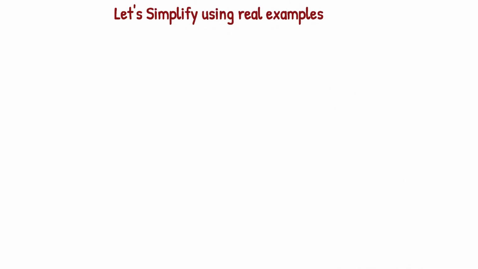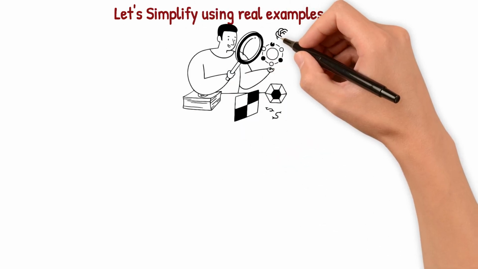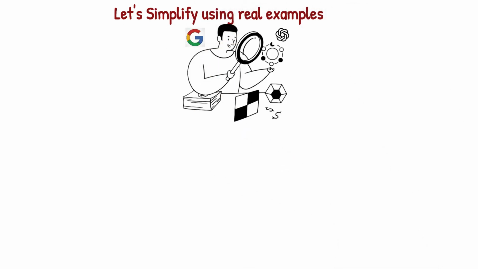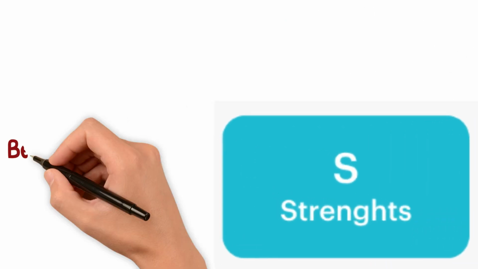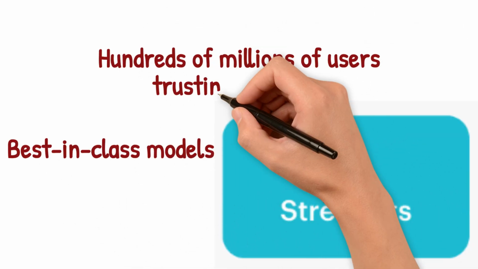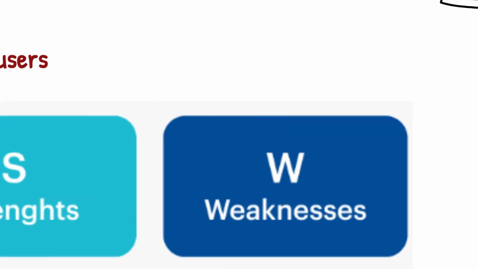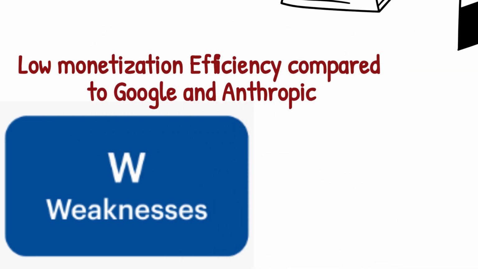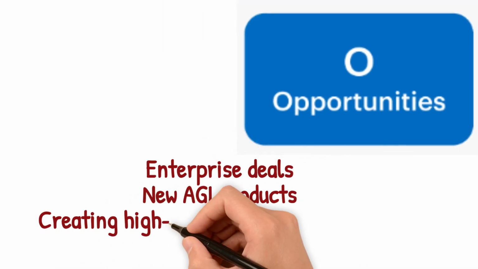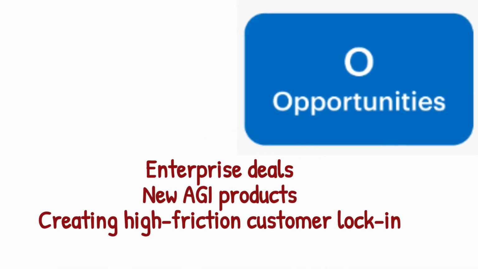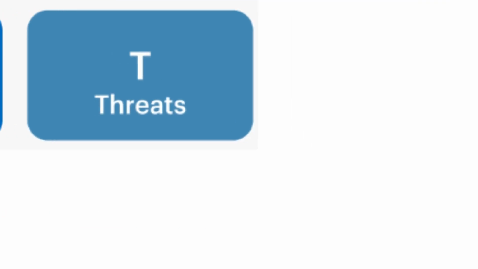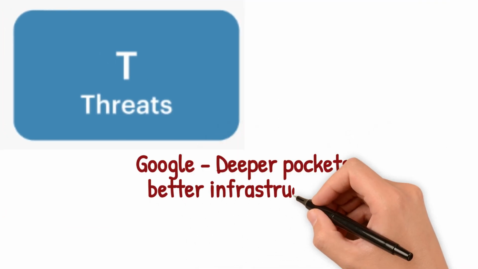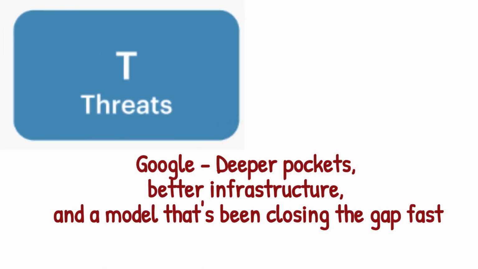Let's simplify using a real example. OpenAI right now versus Google. Strength: best-in-class models and hundreds of millions of users who already trust ChatGPT. Weakness: low monetization efficiency compared to Google and Anthropic. Opportunity: enterprise deals, new AGI products, and creating high-friction customer lock-in. Threat: Google, deeper pockets, better infrastructure, and a model that's been closing the gap fast.